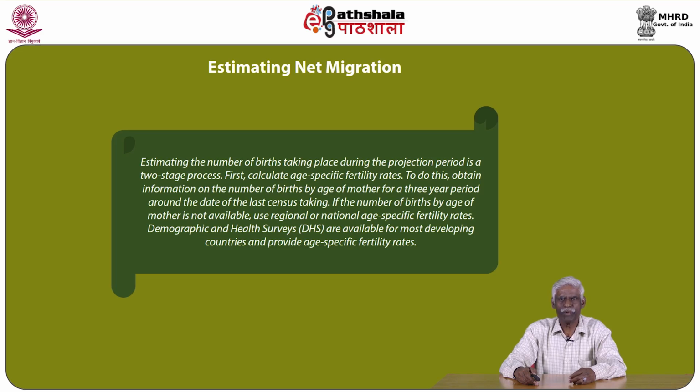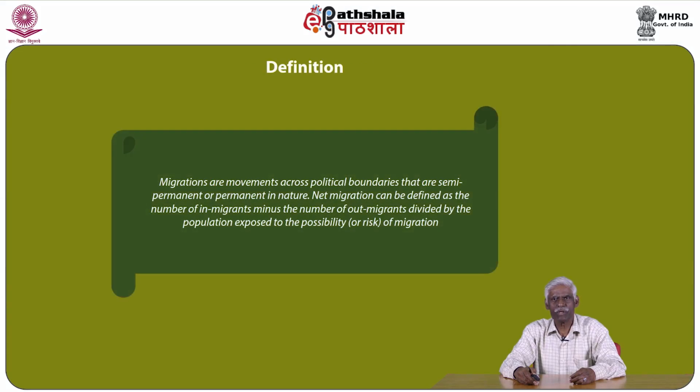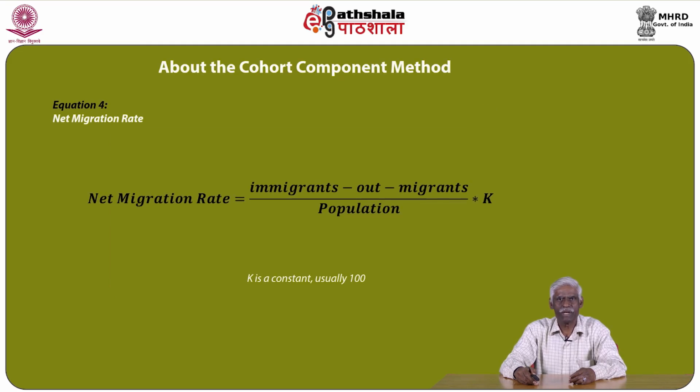It is important to be familiar with the definitions for migration and net migration prior to attempting these projections. Migrations are movements across political boundaries that are semi-permanent or permanent in nature. Net migration can be defined as the number of in-migrants minus the number of out-migrants divided by the population exposed to the possibility or risk of migration. That is, the net migration rate refers to immigrants minus out-migrants divided by population, multiplied by a constant k, which is usually 100.